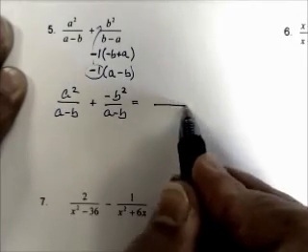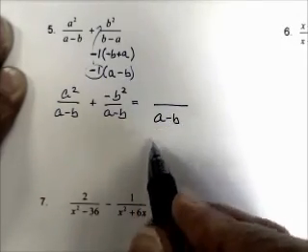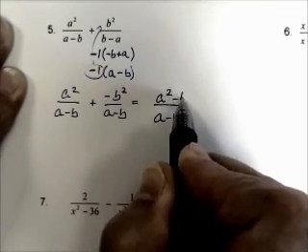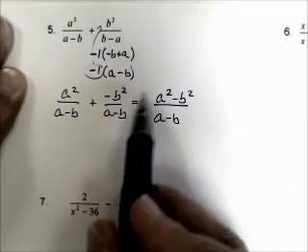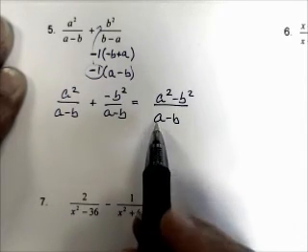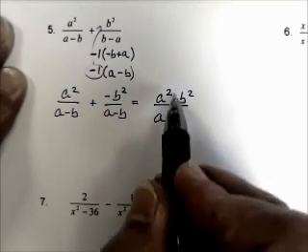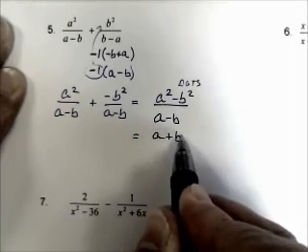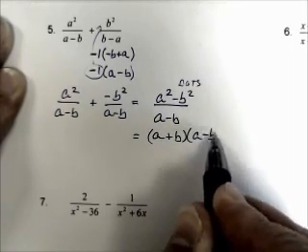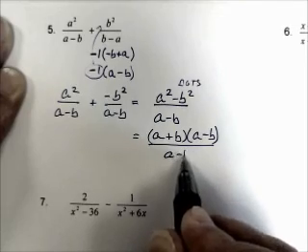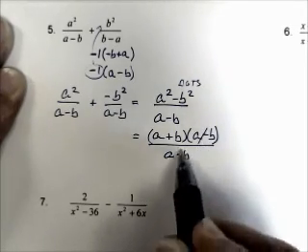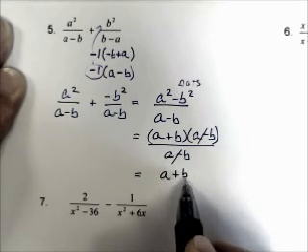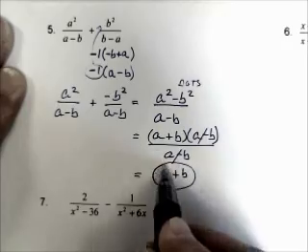Same denominators, copy the denominator, a minus b, and now combine: a squared plus negative b squared is a squared minus b squared. Now that we have our single fraction, can it be simplified? Yes, this is a difference of squares. So this is a plus b times a minus b over a minus b. And the a minus b's divide out. And finally we arrive at our answer of a plus b over 1, which is simply a plus b.